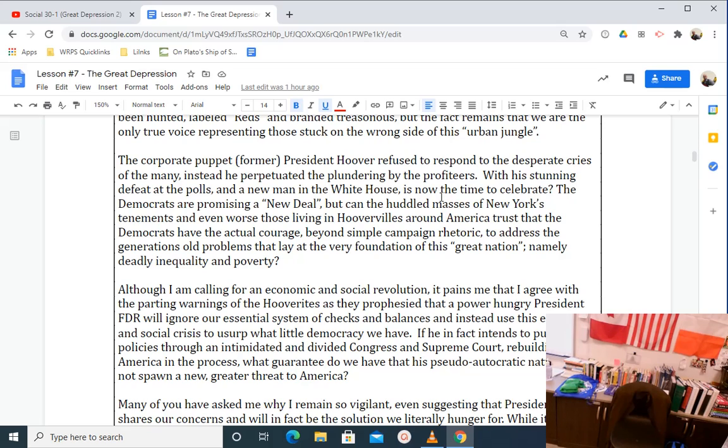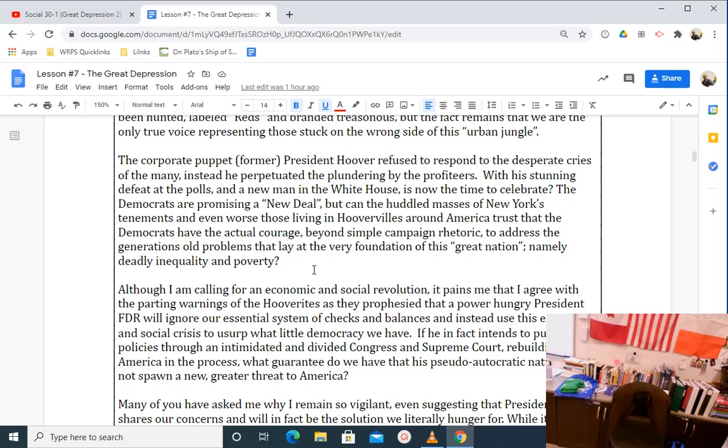The Democrats are promising a new deal, but can the huddled masses of New York's tenements, and even worse, those living in Hoovervilles around America, those are like homeless shelters in places like Central Park, kind of similar to that homeless village that was off White Ave for the last few months before Edmonton closed it down, trust that the Democrats have the actual courage beyond simple campaign rhetoric to address the generations-old problems that lie at the very foundation of this great nation.